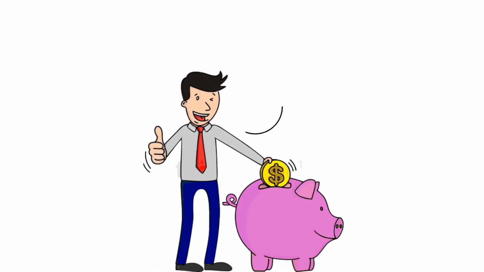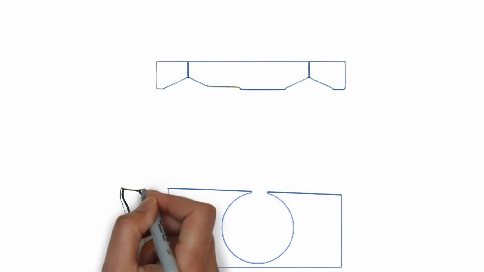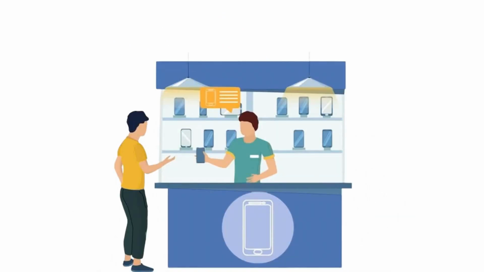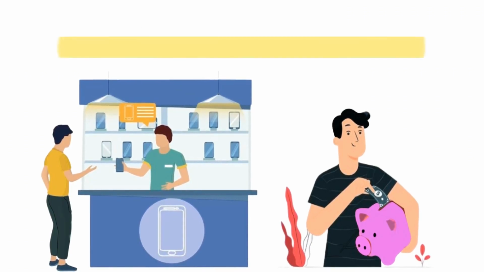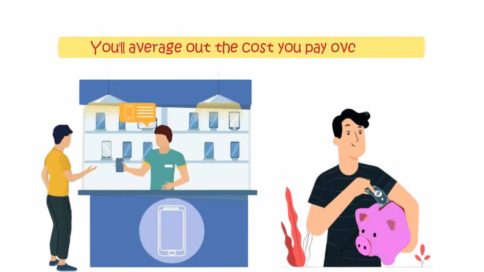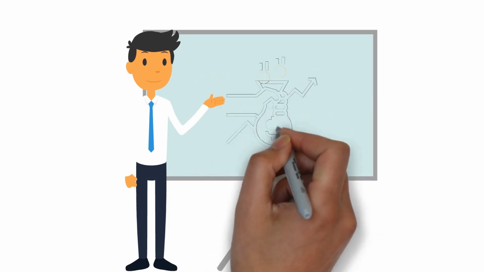Imagine you're saving up for a shiny new phone, but the price keeps jumping up and down. You wouldn't want to buy it right before a big sale, right? So you might decide to save a little bit of money each week, no matter the price. That way, you'll average out the cost you pay over time. This clever strategy, called dollar cost averaging, which is DCA in short, can be applied to investing too.